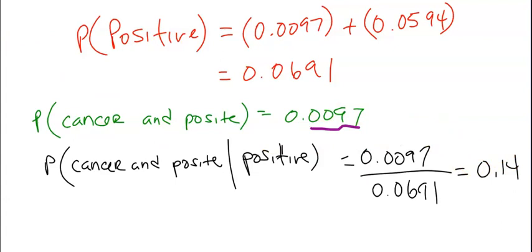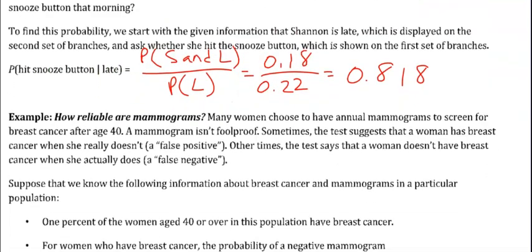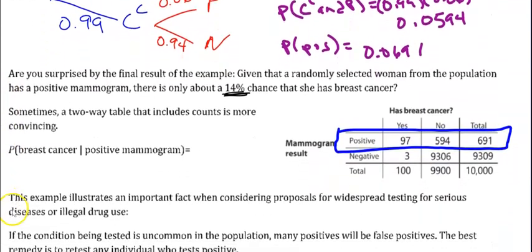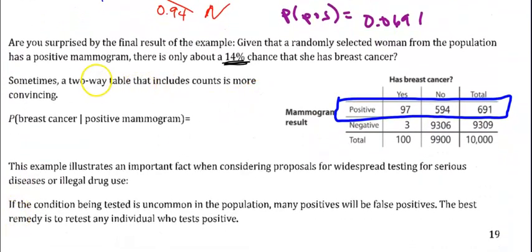I hope that makes sense. So remember, if you're looking at it from a perspective of a two-way table, the given is the positive mammogram, so we're only looking at this row. If 97 have breast cancer, if you do 97 divided by 691, ooh, let's use the pen. You're still going to get the 0.14.